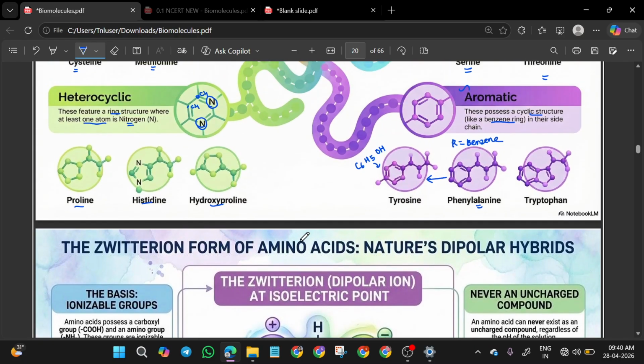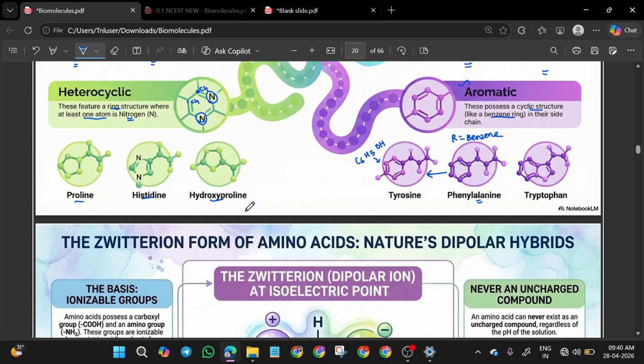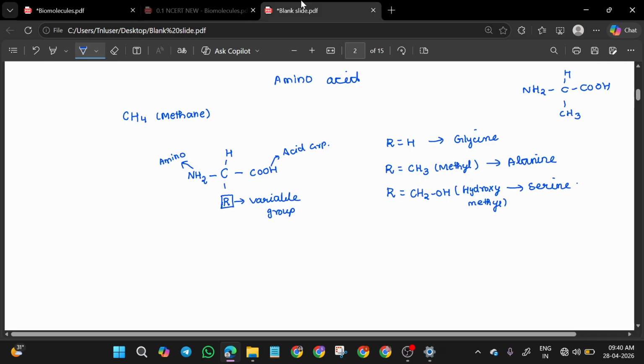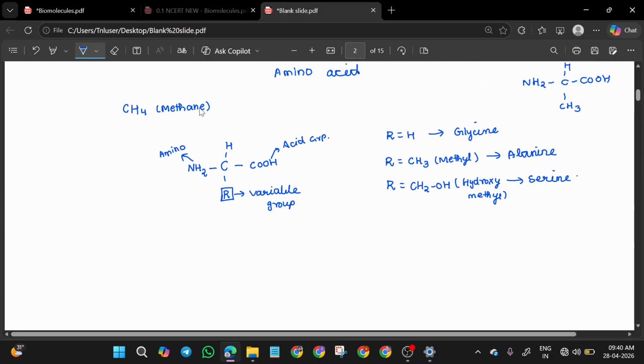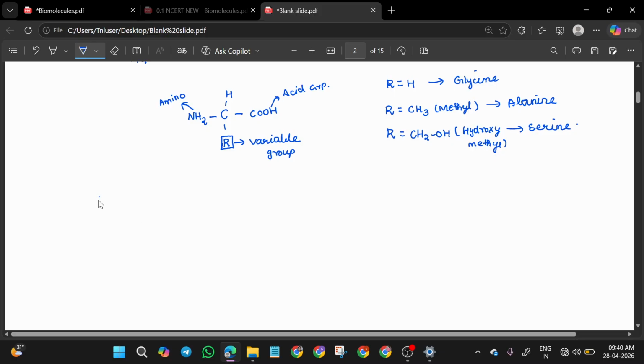Next we are going to see what is meant by Zwitter ion. Suppose this is a normal amino acid. This is the normal amino acid structure. If we place it in acidic pH, what will happen? What will be more in acidic pH? H plus ions will be more. You already know this. Acidic pH means H plus will be more.